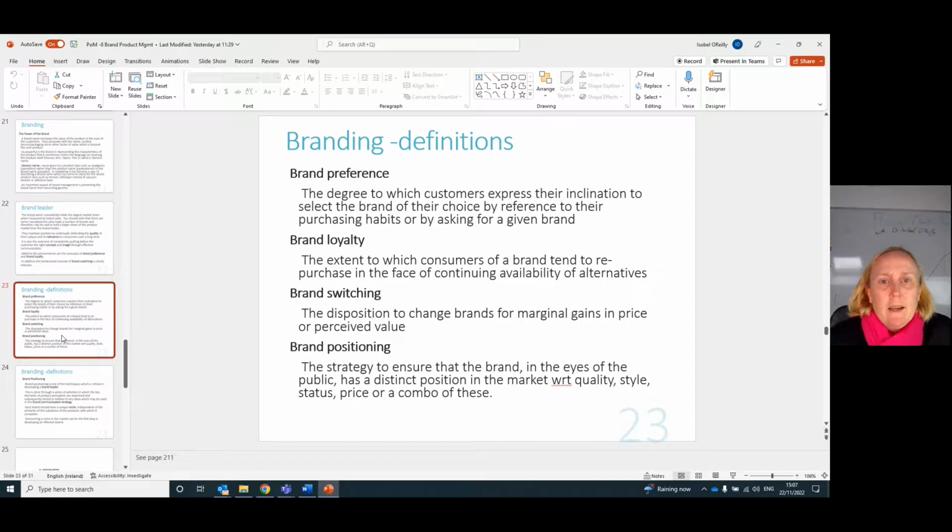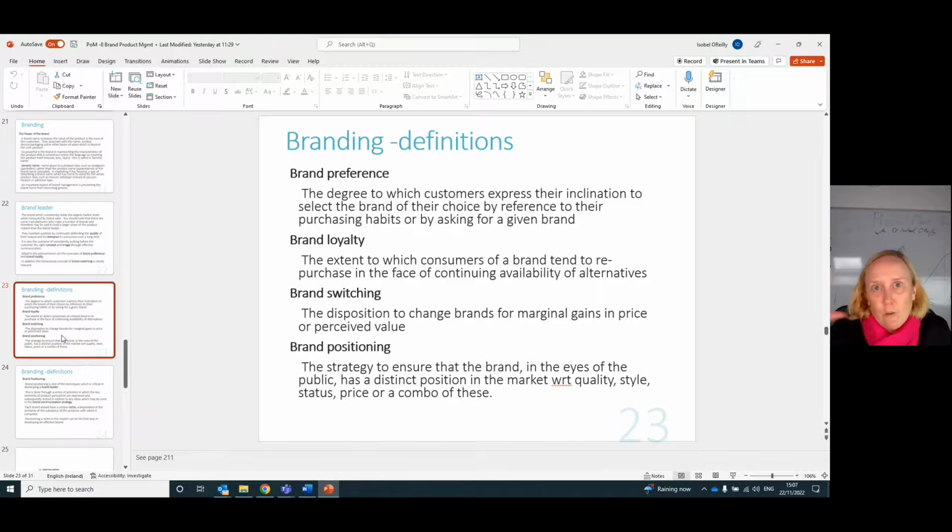That sort of thing. And brand loyalty then, so preference is about that purchase occasion, and loyalty is over time, again and again and again, will they keep coming back to your brand. So the extent to which consumers of a brand tend to repurchase in the face of continuing availability of alternatives. So it's looking at the same idea from two different angles, okay? And brand switching, as I mentioned already, is the disposition or the tendency to change brands for marginal gains in price or perceived value.